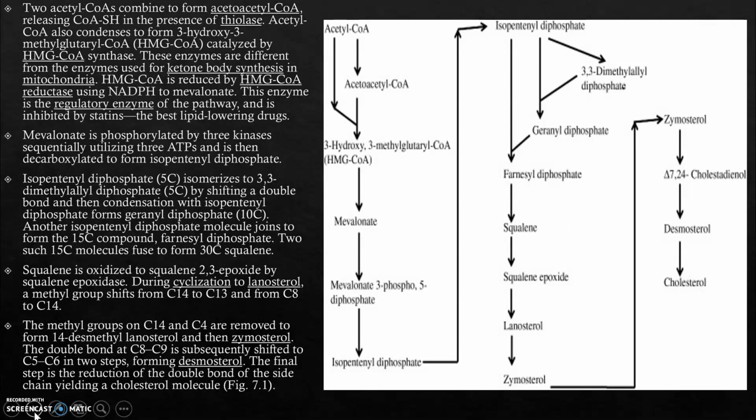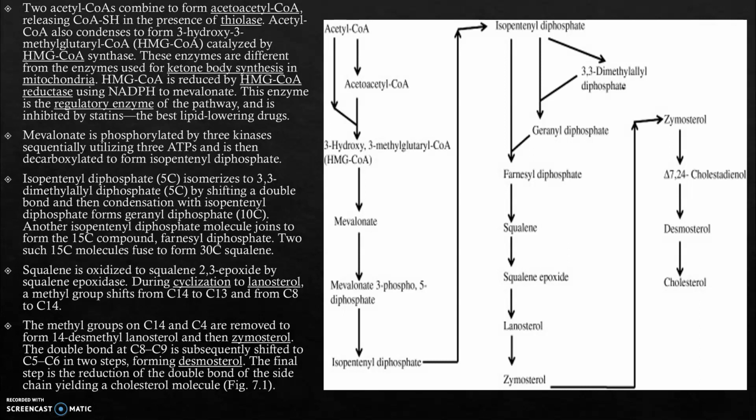HMG-CoA is reduced by HMG-CoA reductase using NADPH to mevalonate. This enzyme is the regulatory enzyme of the pathway and is inhibited by statins, the best lipid-lowering drugs. Mevalonate is phosphorylated by 3 kinases, subsequently utilizing 3 ATPs, and then decarboxylated to form isopentenyl diphosphate, which is where we are here on the diagram.